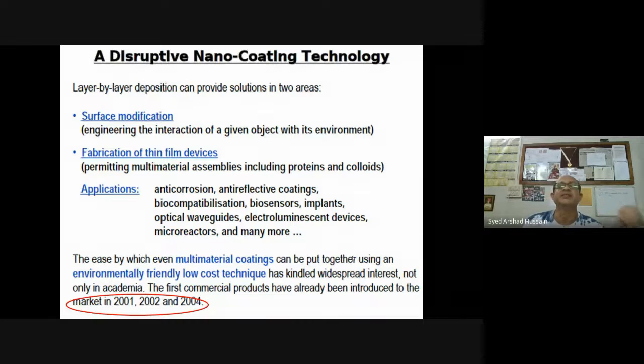This is very important. Then you are preparing a multi-material assembly, that means different kinds of material, because it's based on the interactions of different materials having different charge. This is important. So you are playing with multi-material assemblies, or you are having some kind of pattern structure with differently charged materials, and it has a lot of applications like anti-corrosion, anti-reflective coatings, then sensors, implants, microreactors. So many applications are there, and already there are several commercial products based on these techniques in the market. So I will show you some examples.